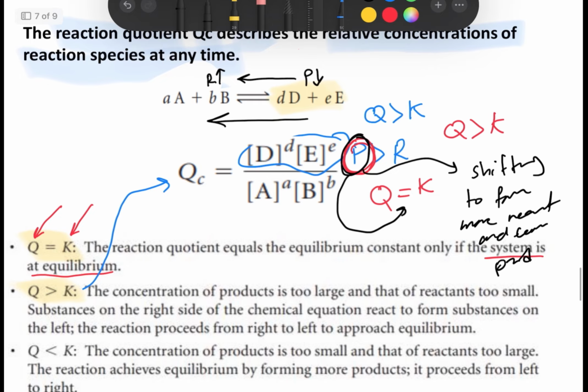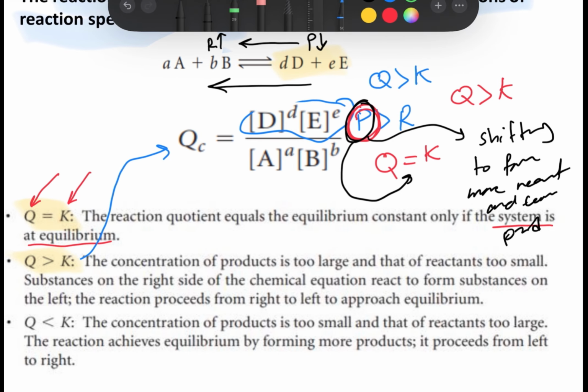Let's go back again and read this paragraph down below. It says, the concentration of a product is too large and that of reactant too small. Substances on the right side of a chemical equation react to form more substances on the left side. The reaction proceeds from right to left to approach equilibrium. You have to keep in mind a beautiful point: do not use left and right in your expressions if you want to describe the direction of the reaction. Instead, you have to say the reaction will be shifted to form more reactants or shifting to form more products.